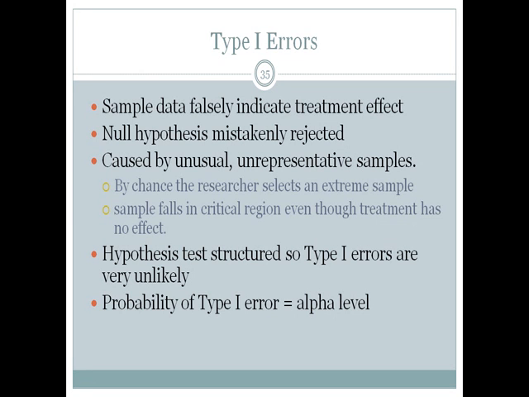Now, the hypothesis test is structured to minimize the type 1 error rate. When we set the alpha level, we are setting the probability of a type 1 error rate. So if we set the alpha level lower, we are lowering the probability of a type 1 error rate.